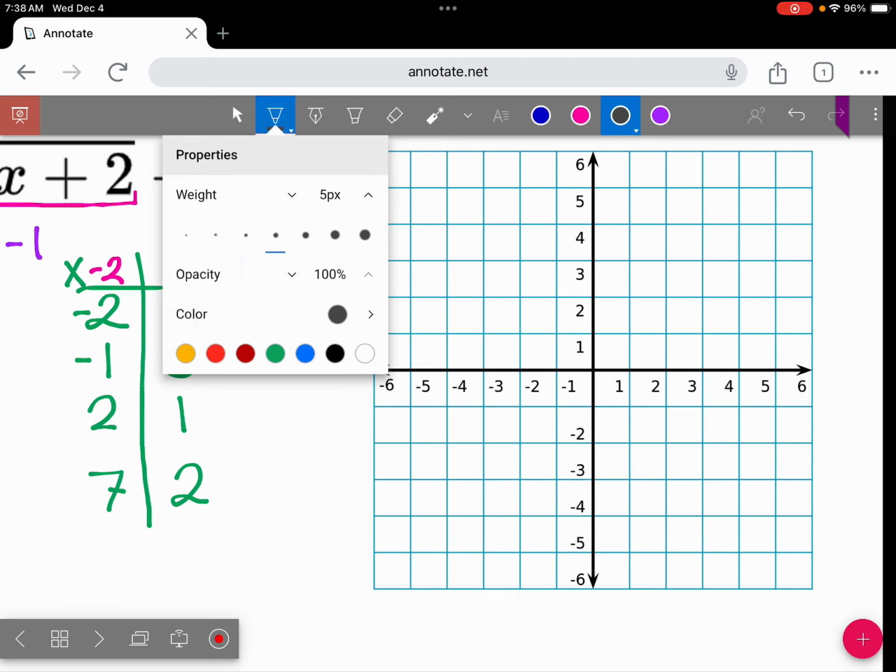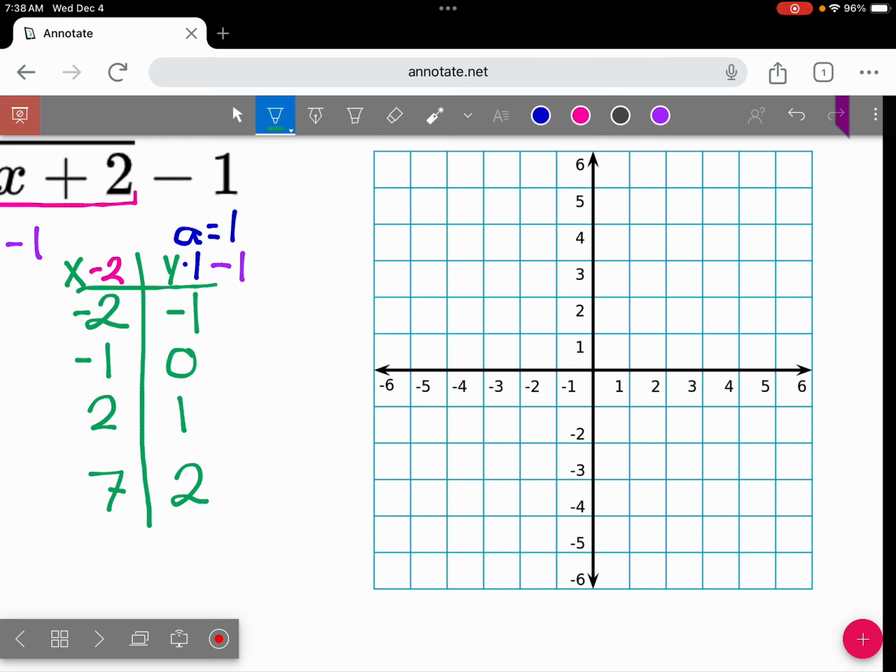So when we plot up our points here, I've got my -2, -1, -1, 0, 2, 1, and 7, 2 is going to be about there. It's off my graph, but only by a little. I cannot go farther left than the 0, 0 point, so this is my stop. So when I connect them up, I'm only going to the right. We do not put an arrow to the left on it.